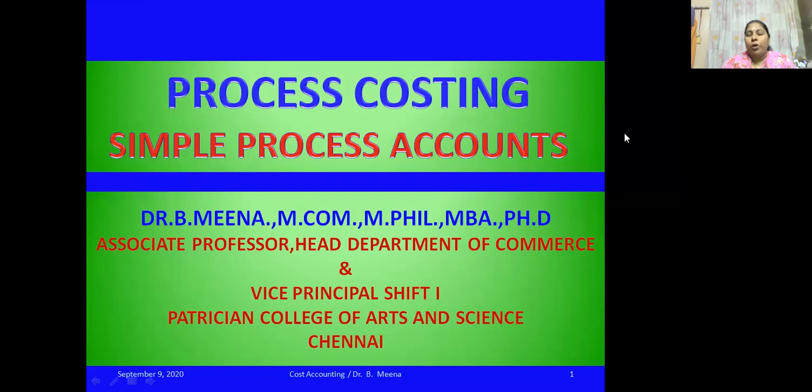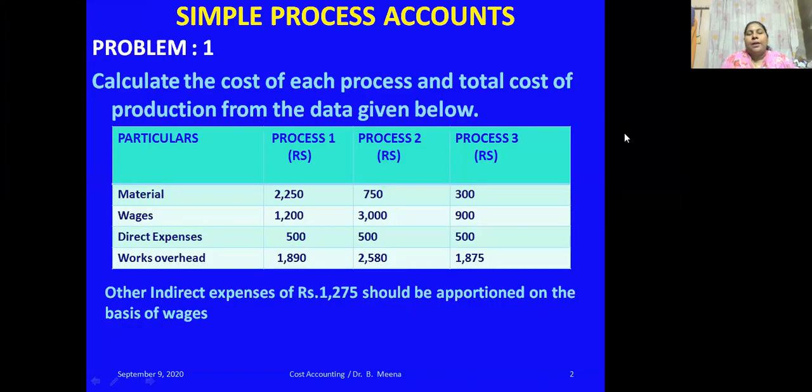Let me check one problem. Calculate the cost of each process and total cost of production from the data given below. As per this problem, we have three processes, process 1, process 2, process 3. The respective expenses amounts were given. The expenses are material, wages, direct expenses, and works overhead. The respective amounts were given.